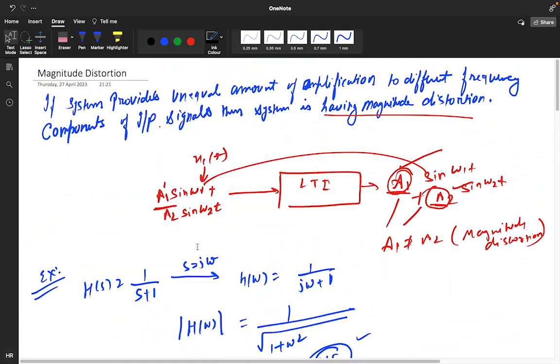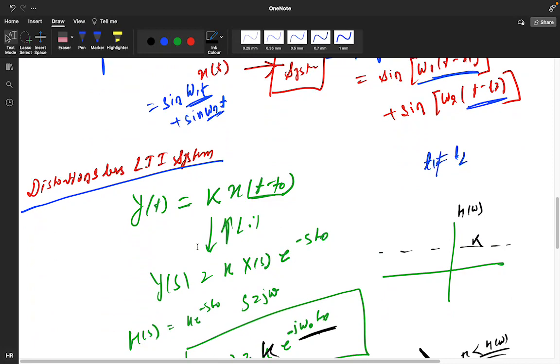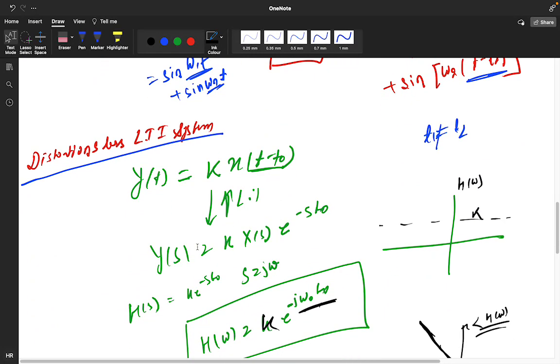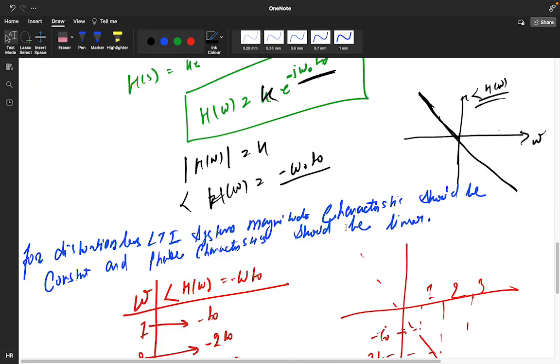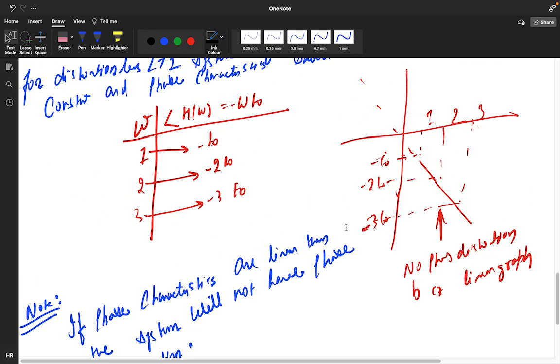So this was the topic regarding magnitude distortion and phase distortion. Now we are moving to Fourier series analysis. There are lots of topics in Fourier series. Fourier series will continue tomorrow.